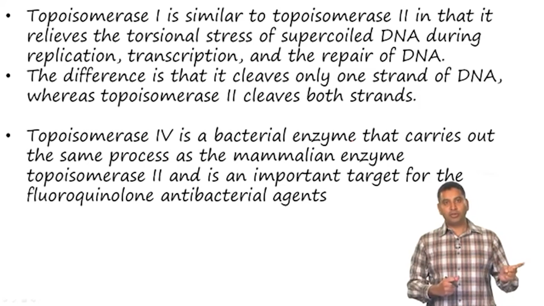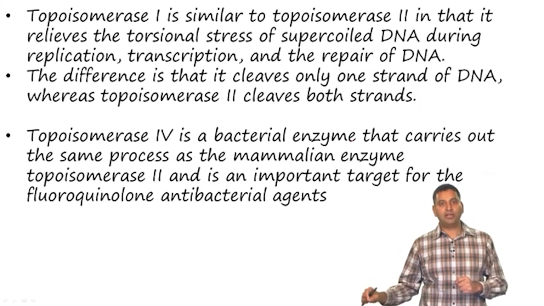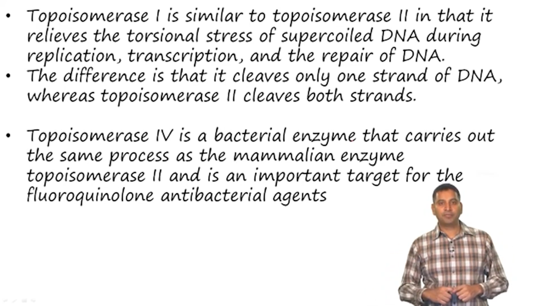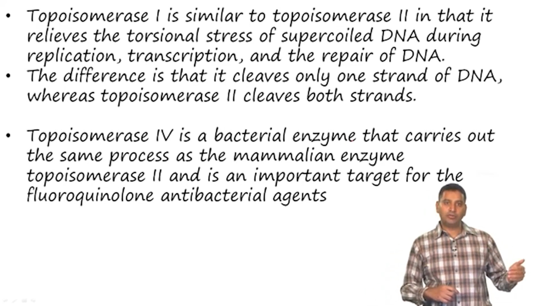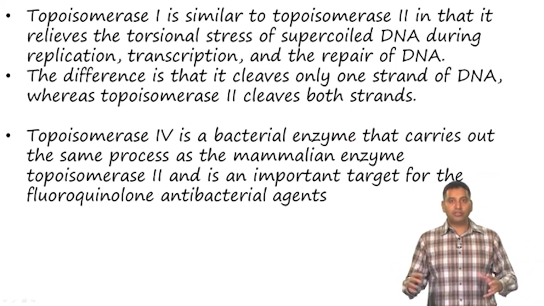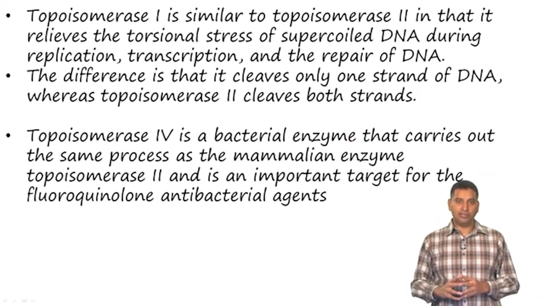Now, the difference between topoisomerase 1 and topoisomerase 2 is that topoisomerase 1 cleaves only one strand of DNA, whereas topoisomerase 2 cleaves both strands of DNA. There is another isoform which is called topoisomerase 4, which is a bacterial enzyme, and it carries out the same process in bacteria and is a very important target for fluoroquinolone antibacterial agents. We shall look at fluoroquinolone antibacterial agents later in the course.